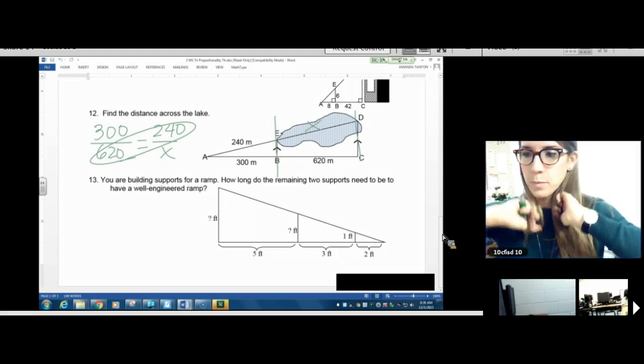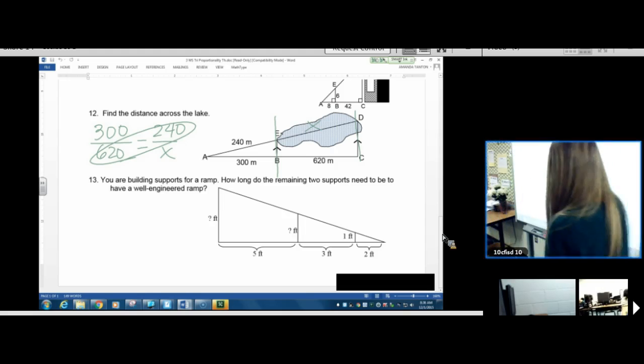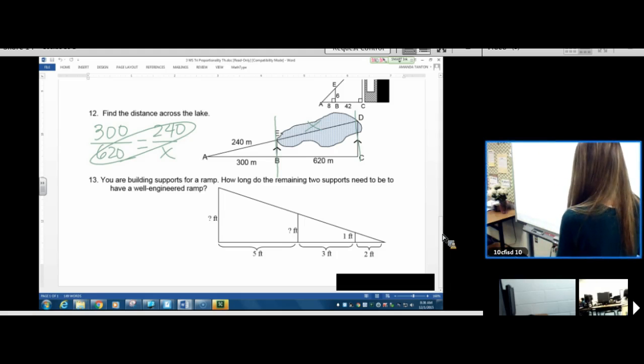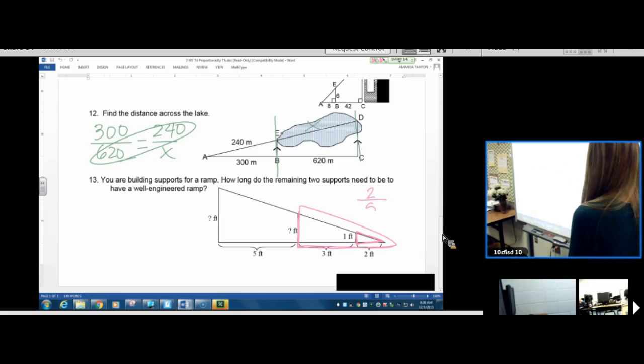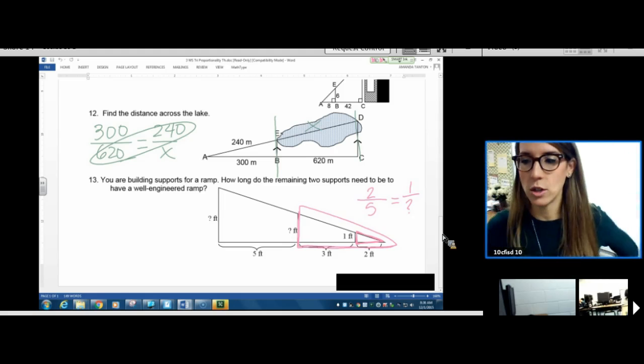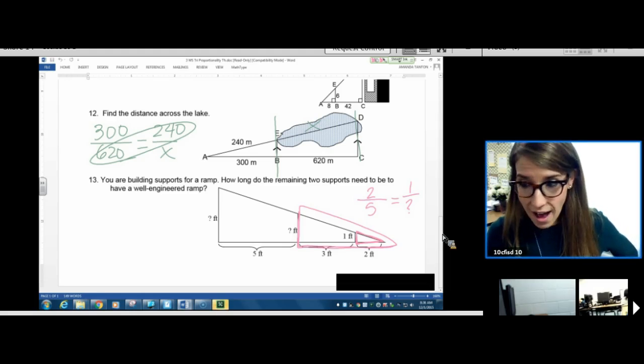Number 13, there are 3 triangles here. We only want to look at 2 triangles at a time. So in number 13, I'm going to look at this triangle, and I'm going to compare it to this triangle. We're just going to set up a proportion. So I could say 2 is to 5 as 1 is to question mark. Take a look at what I wrote and make sure you understand what I wrote. Where did I get the 5? Yes, Kendra. 2 is to 5, good, as 1 is to question mark.